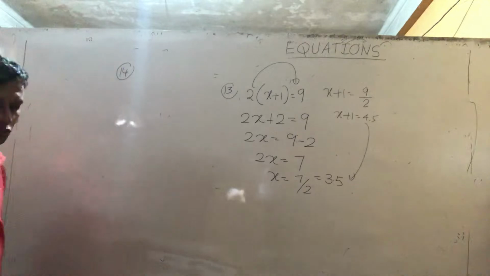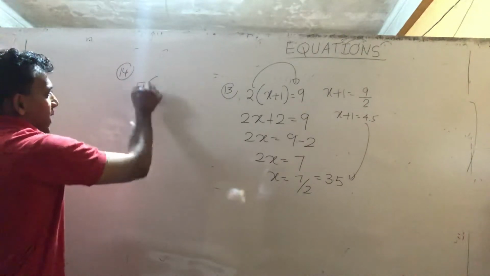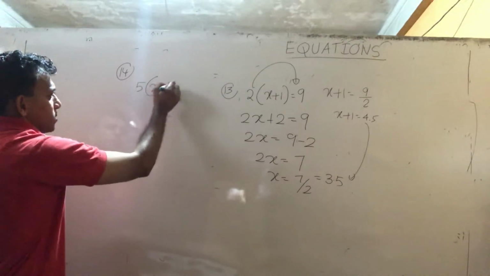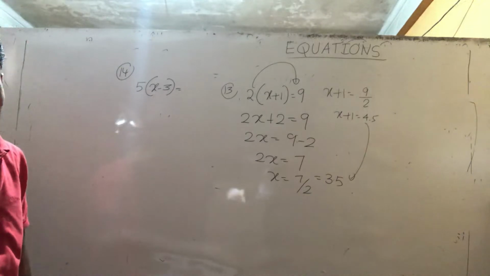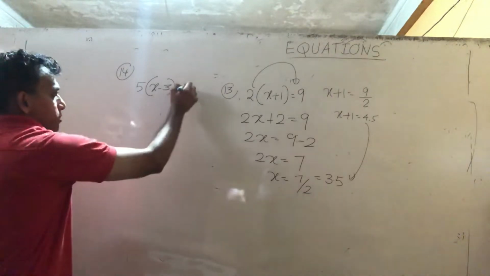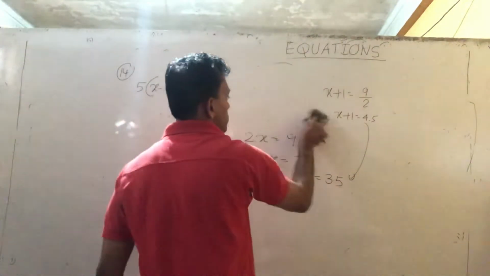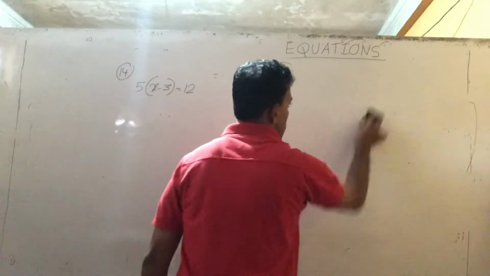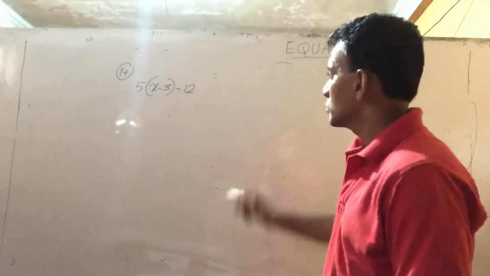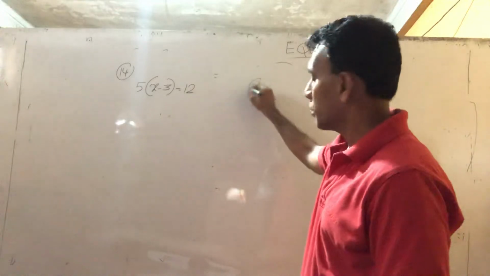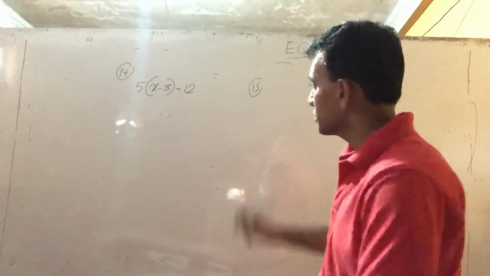And the question: 5 times (x minus 3) equals, let's say, 12. Try this. So the bracket format, using the bracket simplifying idea, right?